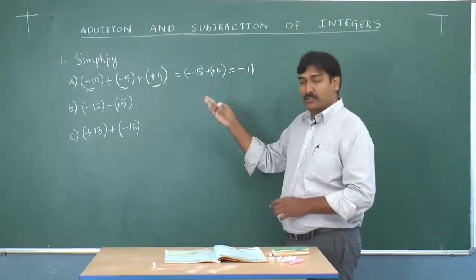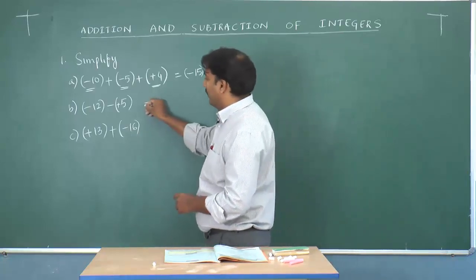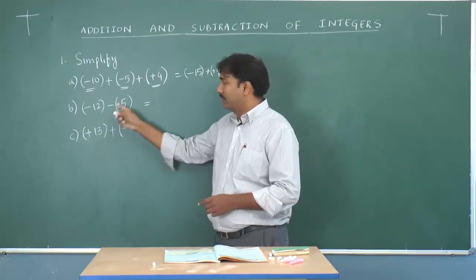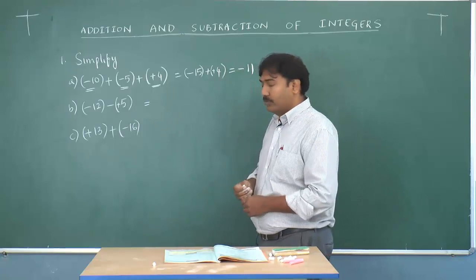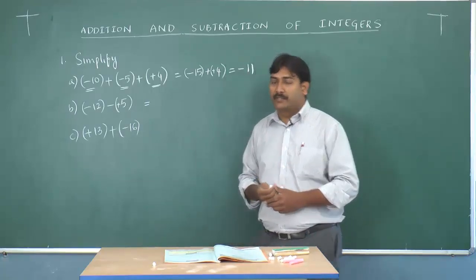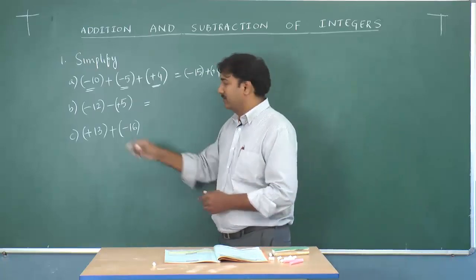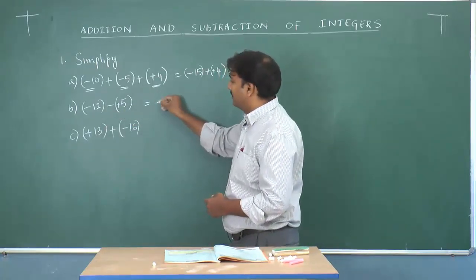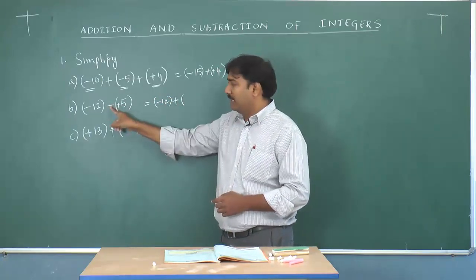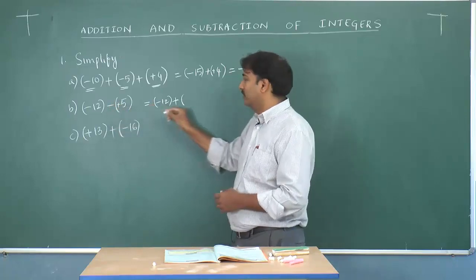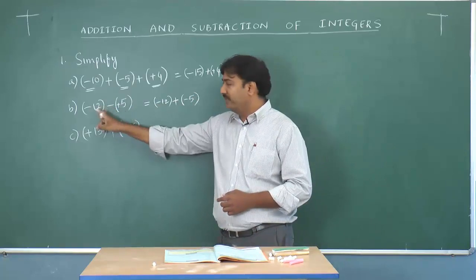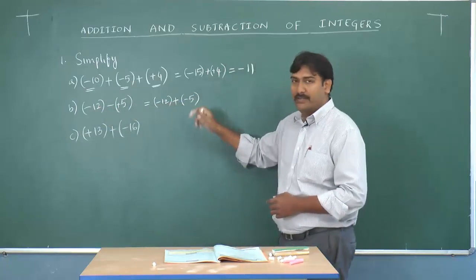Now let's apply the same rules for the second example. If you observe carefully, it is a difference of two numbers. It's not an addition, it's a difference. So what I said is you have to convert or transform this into addition. How do we convert this into addition? I write minus 12 as it is and take a plus sign, so I multiply the minus sign to the number inside. Minus and plus give a minus sign, so it's minus 5. Now I have transformed the difference of integers into the addition of integers.